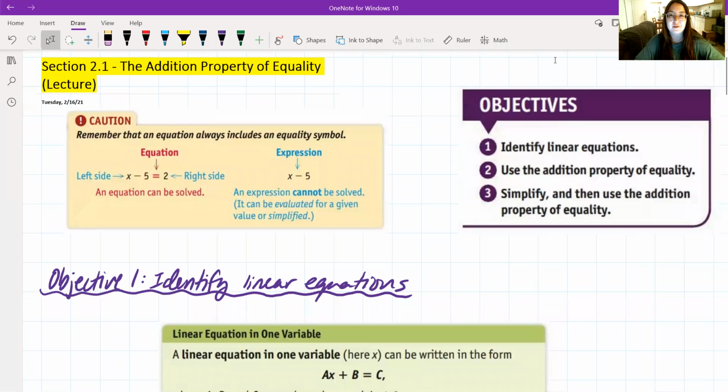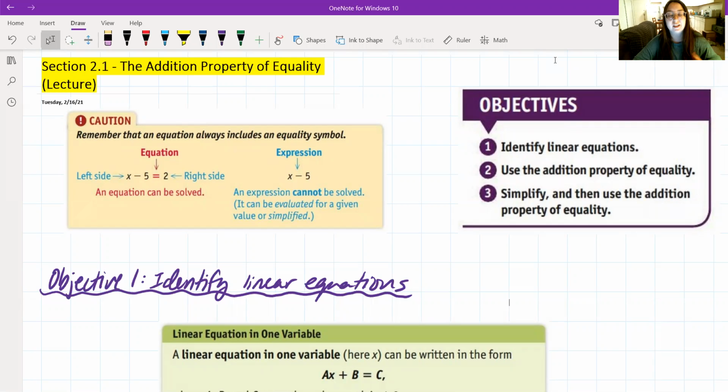All right, hello everyone. We are now beginning chapter 2. So we begin with section 2.1, which is the addition property of equality. We have three objectives. Our first objective is we want to identify linear equations. Our second objective, we want to use the addition property of equality. And our third objective, we want to simplify and then use the addition property of equality.